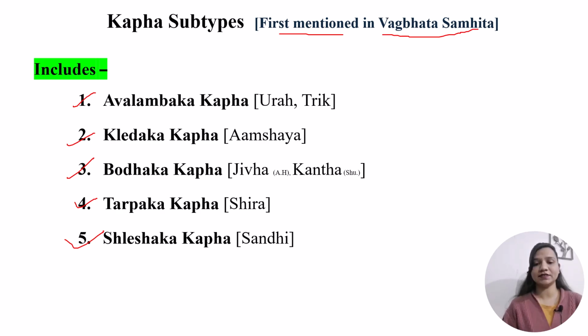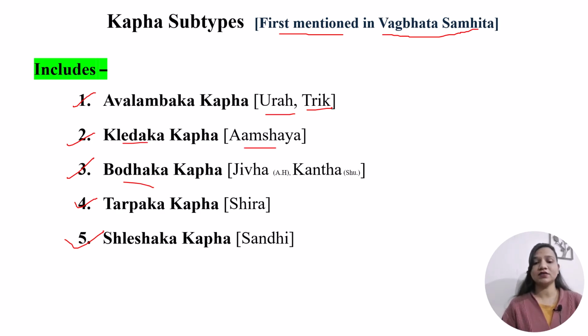Avalambaka Kapha resides in Uraha and Trik region. What is Uraha and Trik region? This we will be discussing further. Next one is the Kledaka Kapha. Kledaka Kapha resides in Amashay.